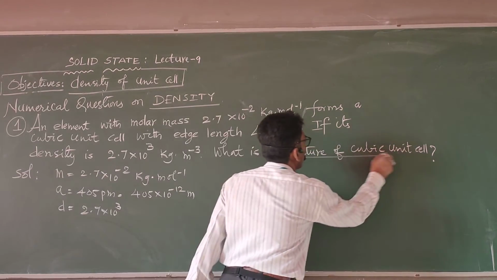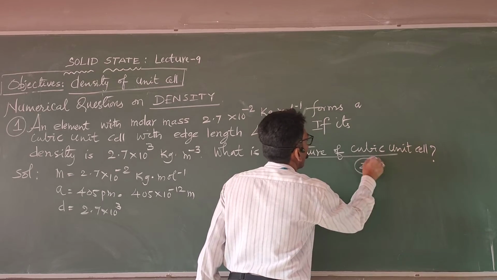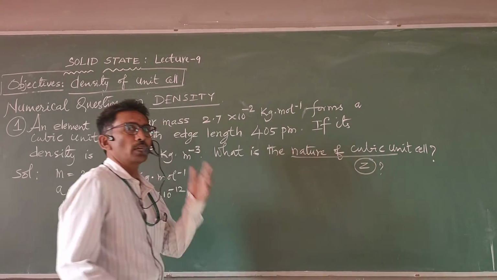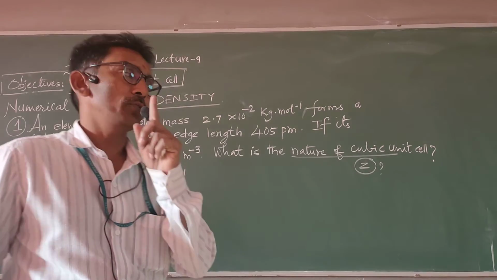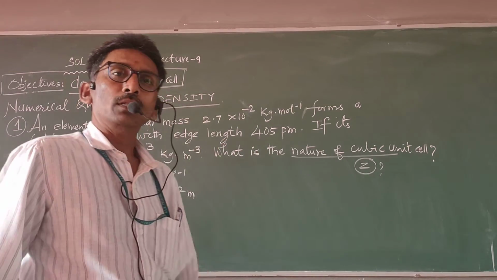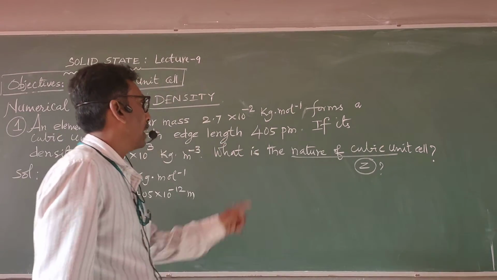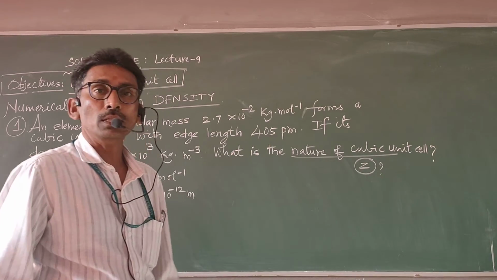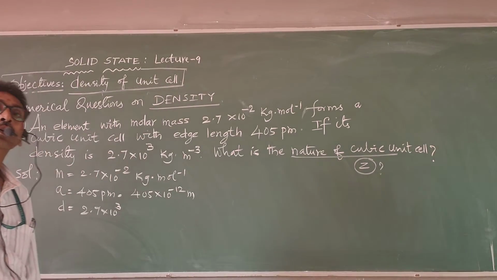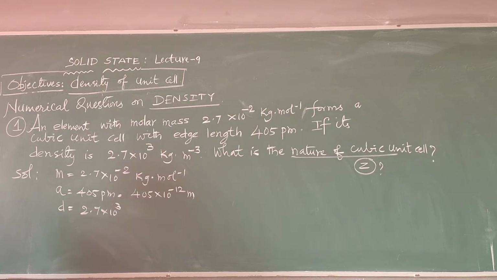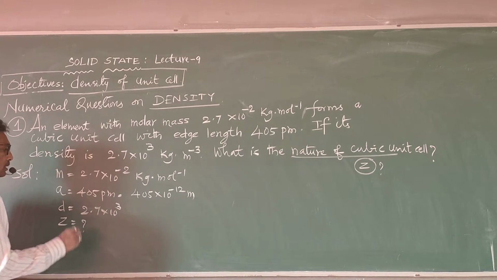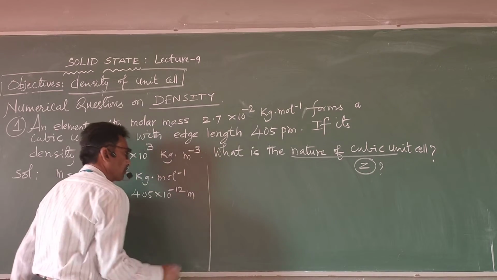The nature of the cubic unit cell is identified with the help of the Z value. If Z is 1, it is simple cubic. If Z is 2, that is a body-centered cubic unit cell. And if Z is 4, that is face-centered cubic, or cubic closed packing, CCP unit cell. So Z is the question mark, formula 1 mark.